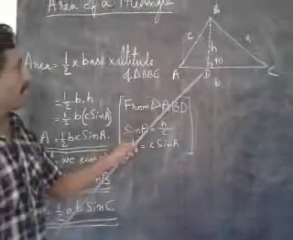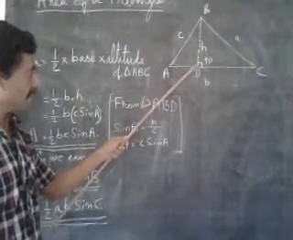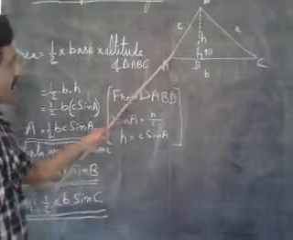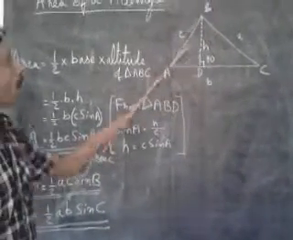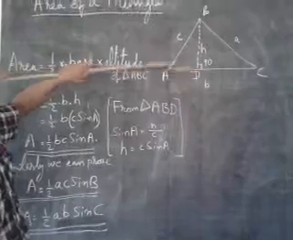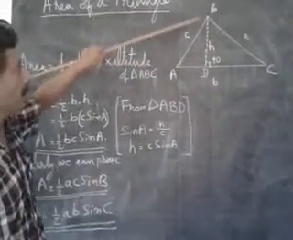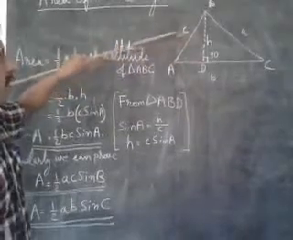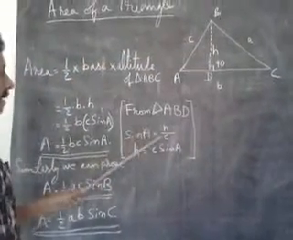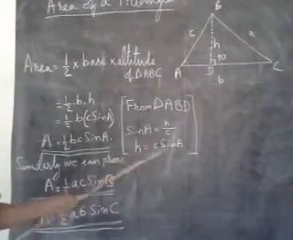Now consider the triangle ABD, which is a right angled triangle at D. So find sine A. Sine A equals opposite side length BD by hypotenuse c. So we get BD by AB or h by c. Sine A equals h by c. So h equals c into sine A.